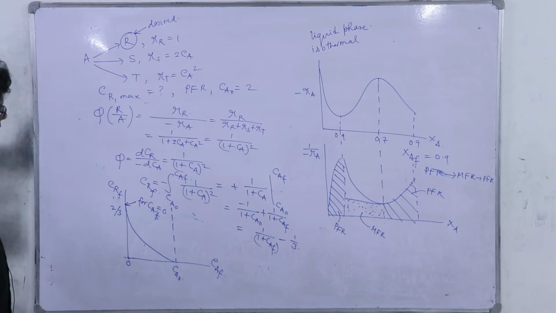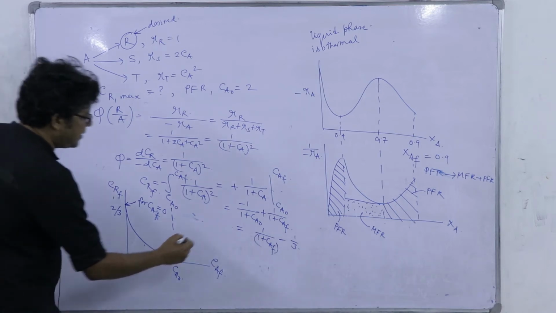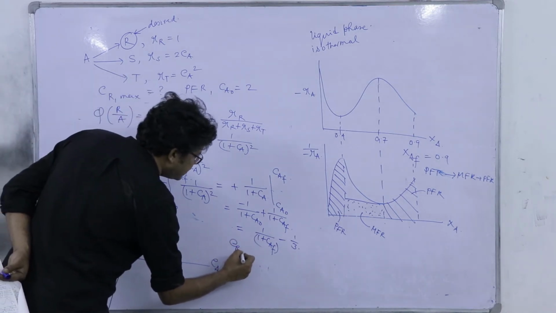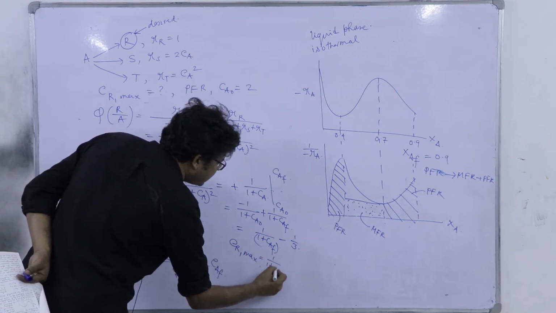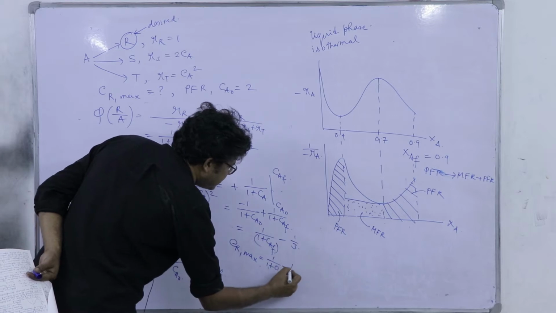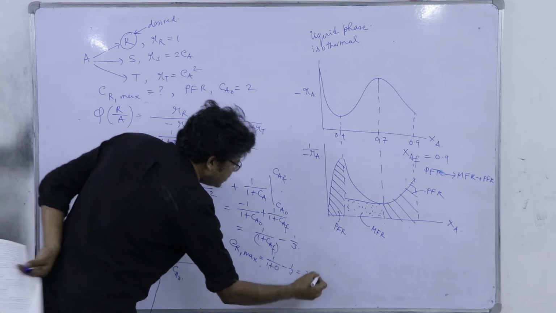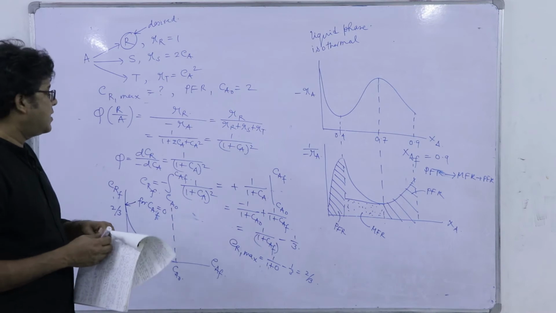So, CRF maximum, or CR maximum, is equal to 1 divided by 1 plus 0 minus 1/3, so that is 2/3. So, that is the maximum yield we can have.